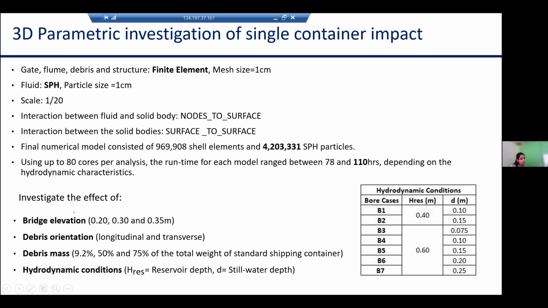Here are the parameters that we are investigating. The first one is that we consider three different bridge elevations: 20, 30, and 35 centimeters. Two different debris orientations, longitudinal and transverse. In terms of the debris mass, we consider three different ranges, including 9.2, 50, and 75% of the total weight of the standard shipping container. And we investigated the effects of a wide range of hydrodynamic conditions as presented here.